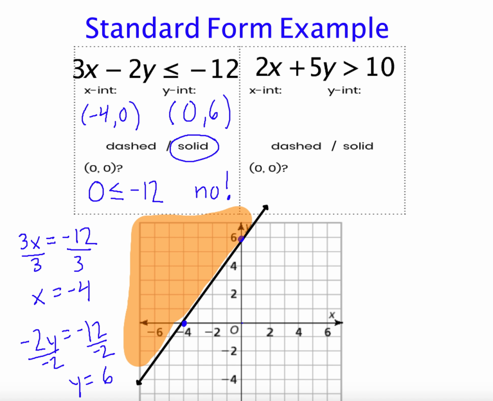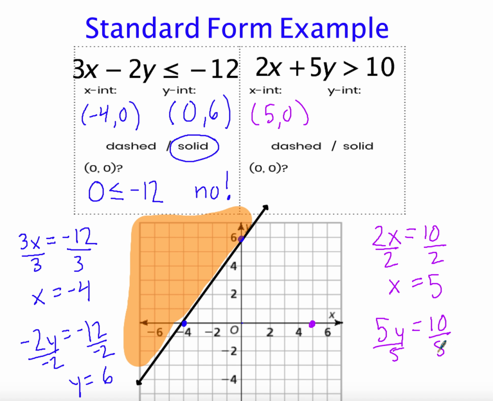My second standard form inequality is 2x plus 5y is greater than 10. My x-intercept I find by setting y equal to 0 and solving for x. So I have 2x equals 10, inverse operations, dividing by 2, which gives me an x-intercept of x equal to 5, y equal to 0. My y-intercept is found by setting the x term equal to 0, giving me a y value of 2 when x equals 0. Okay, so 0, 2.